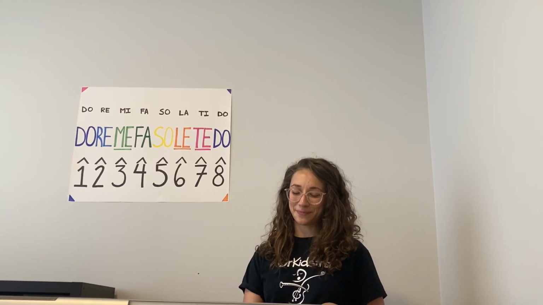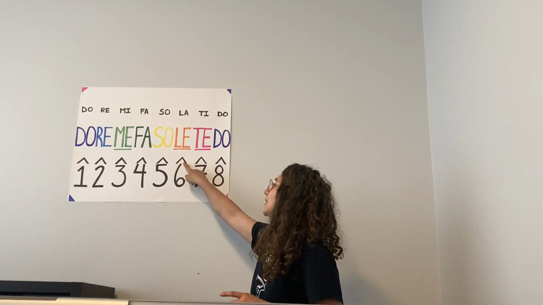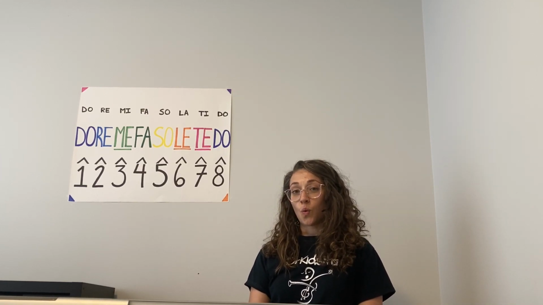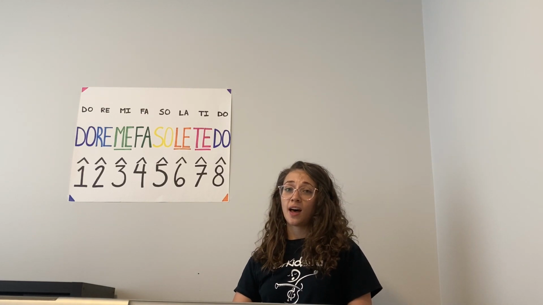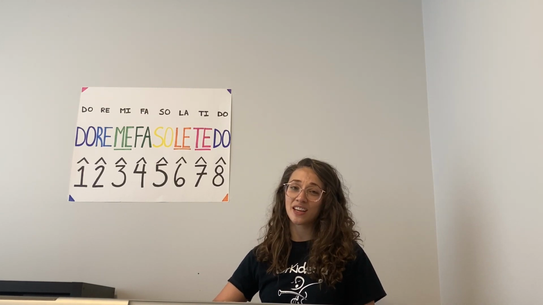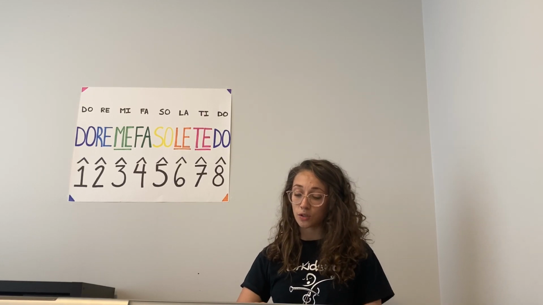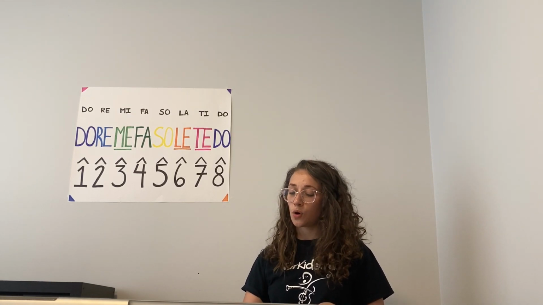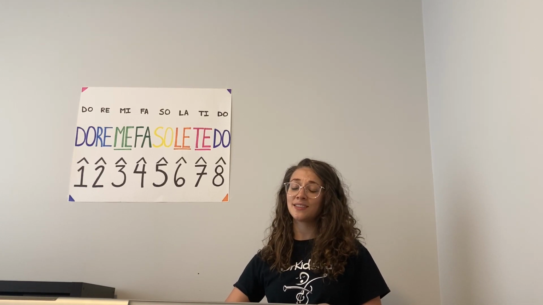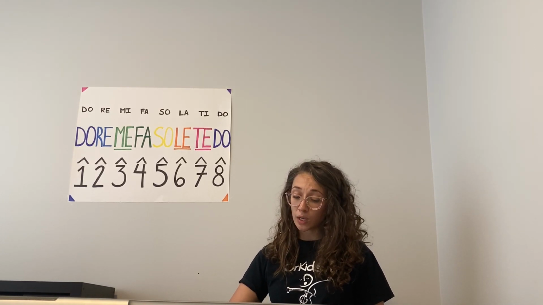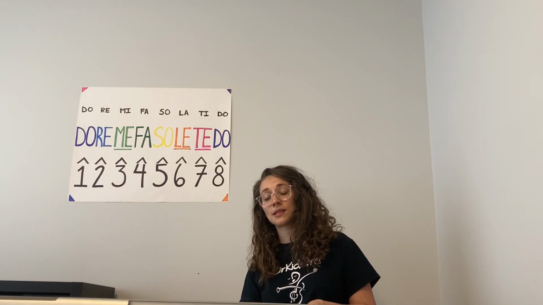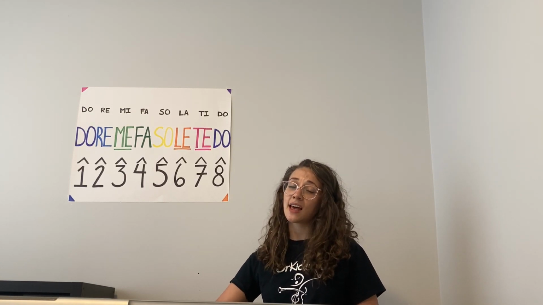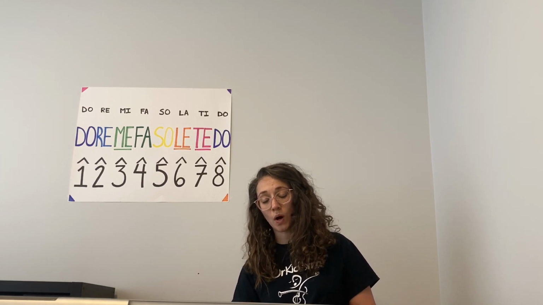Let's do numbers now. Scale degrees, I should say. These are scale degrees. Remember, these little hats show you that it's a scale degree, which means which place the note is found in the scale. 1, 2, 3, 4, 5, 6, 7, 8, 7, 6, 5, 4, 3, 2, 1. Again. A little bit faster this time. 1, 2, 3, 4, 5, 6, 7, 8, 7, 6, 5, 4, 3, 2, 1.